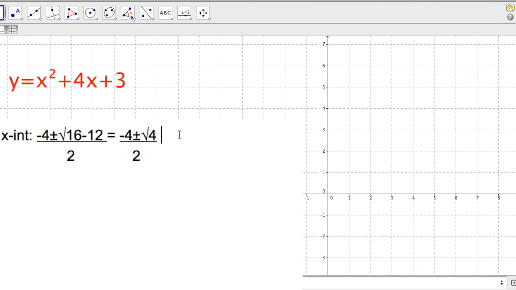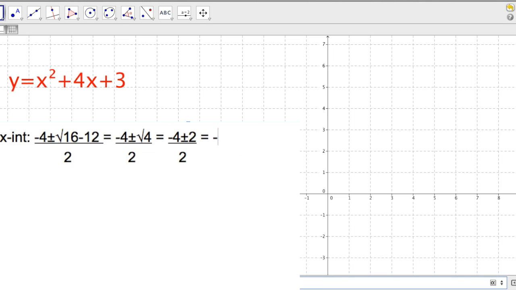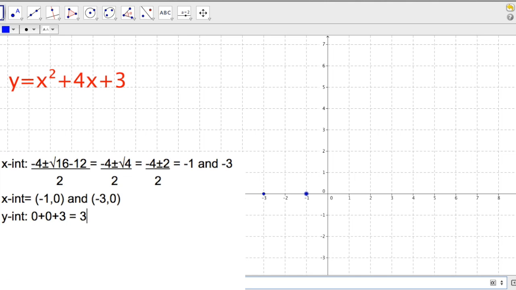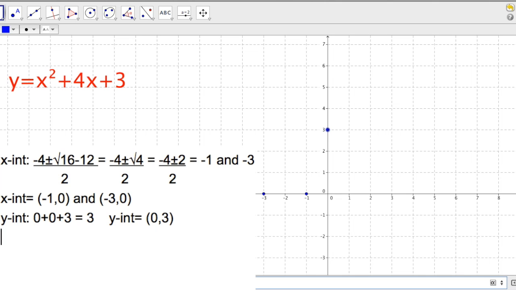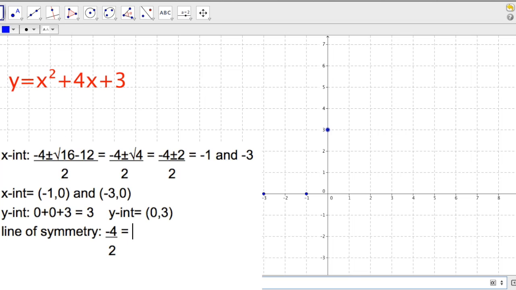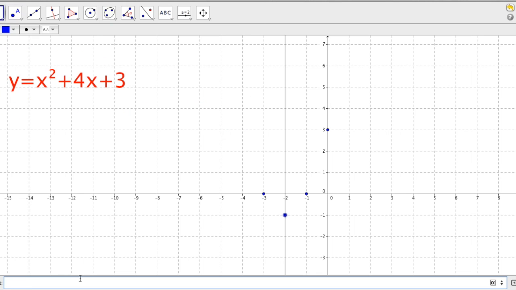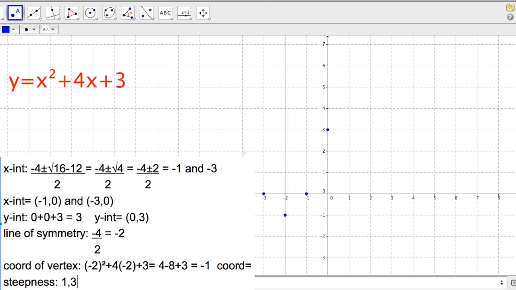In this equation, to find the x-intercept, you can try factoring or do the quadratic formula. Again, in this equation, to find the y-intercept, all you have to do is plug in 0 for x. To find the line of symmetry in this type of equation, you have to do the first part of the quadratic formula, that is negative b over 2a. To find the coordinates of the vertex, you again have to plug the line of symmetry into your initial equation. As your a for this equation is 1, your steepness will follow the rule of 1, 3, 5, and so on.